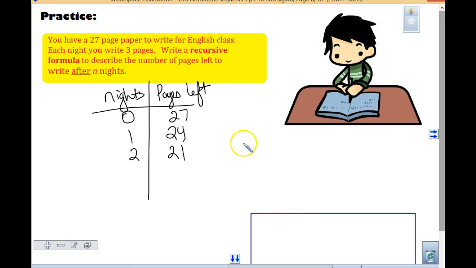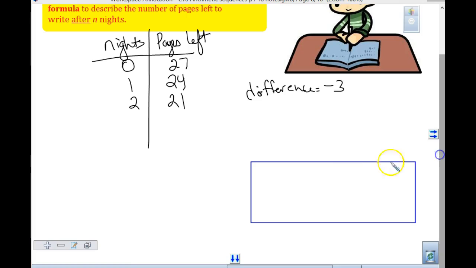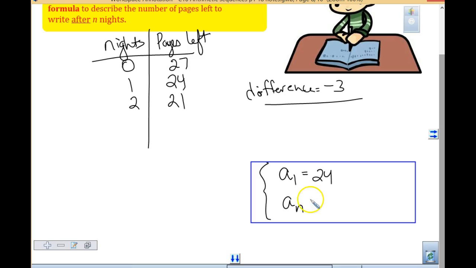So, can we definitely tell our common difference? The common difference, if we are looking at this, is -3, right? So, please try and write your recursive formula from that. Thinking about the page, thinking about the situation, and that common difference, okay? A sub 1 equals 24. I'm then going to have a sub n equals a sub n minus 1 minus 3 for n greater than 1.